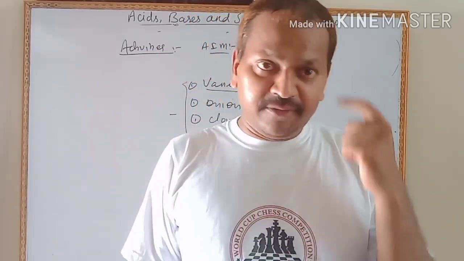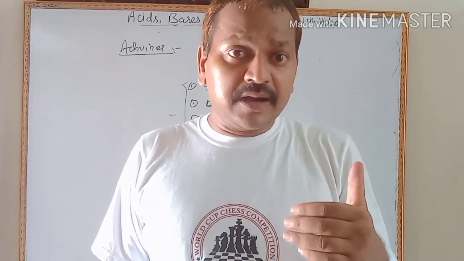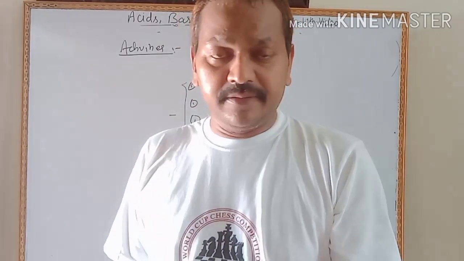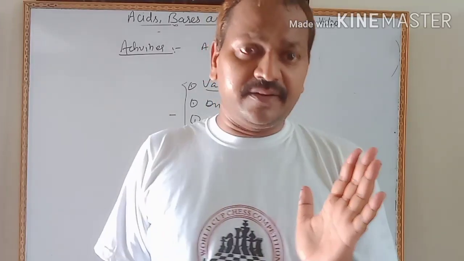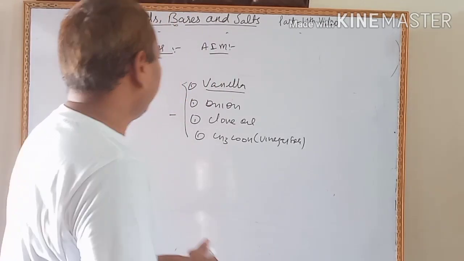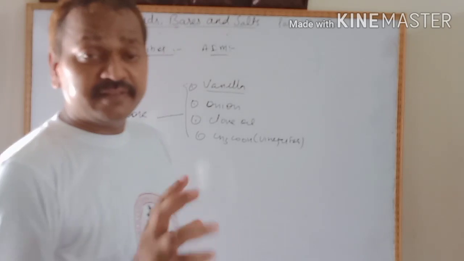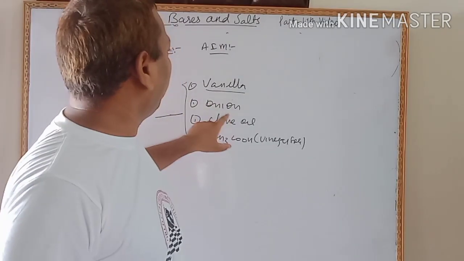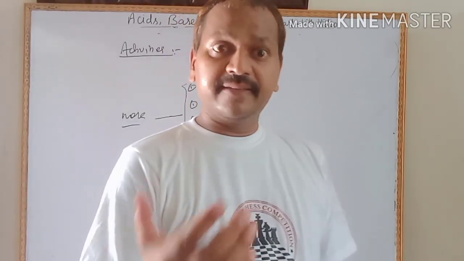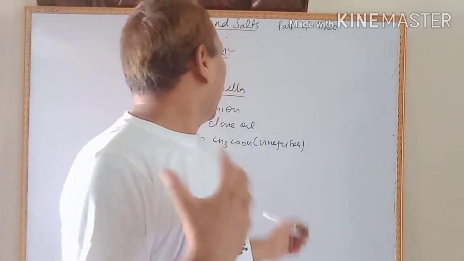So what is an acid-base indicator? Very simple: a chemical substance which gives one color or odor in one medium and another color in a different medium. So this is known as an acid-base indicator, and the olfactory indicator is one of them. Through the nose we can detect vanilla, onion, clove oil, and vinegar. Yes, this type of vanilla flavor is coming, the acid vinegar smell is there, and the onion smell is there.